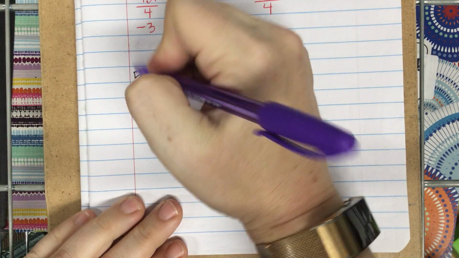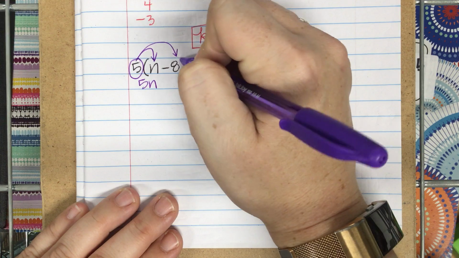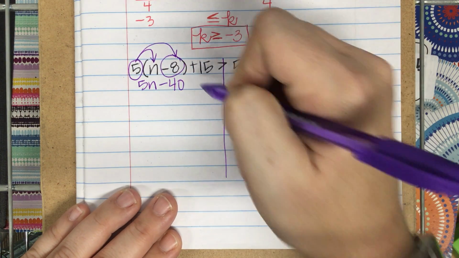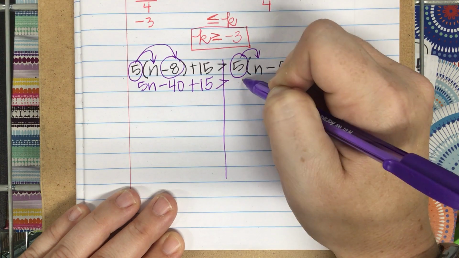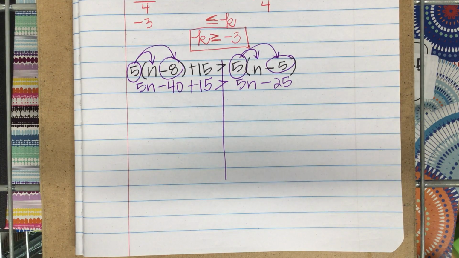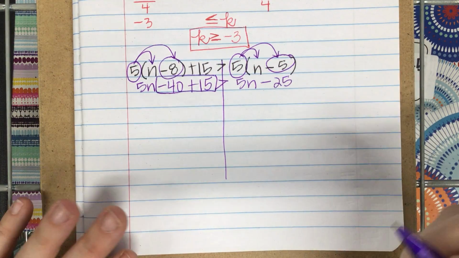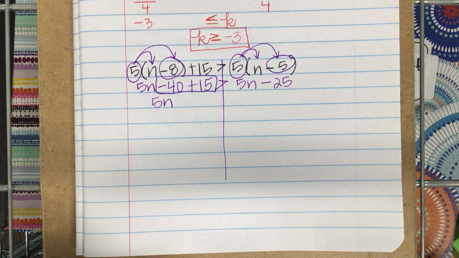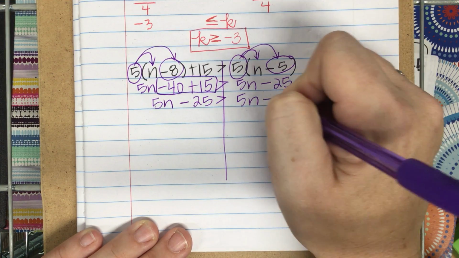Yes. Yes, I do. I need to distribute. 5 times n gives me 5n. 5 times negative 8 is negative 40. Plus 15 is greater than, oh, distribute again. 5 times n is 5n. And 5 times negative 5 is negative 25. Do I need to distribute? Yes. Oh, there's another question. Do I need to combine like terms? Yes. Perfect. I have like terms on the left side. Rewriting my problem, I have 5n, minus 25 is greater than or equal to 5n minus 25.